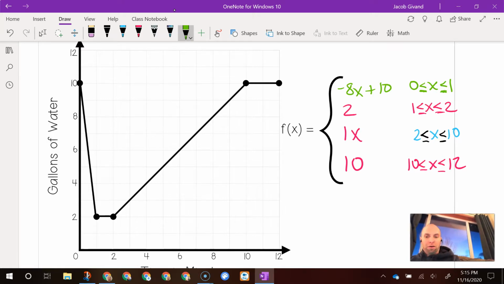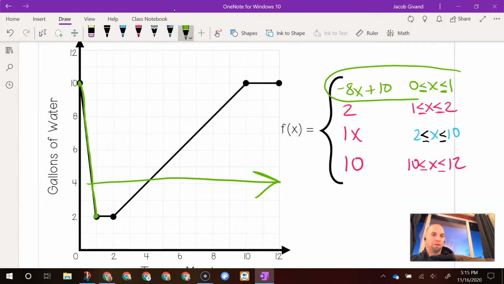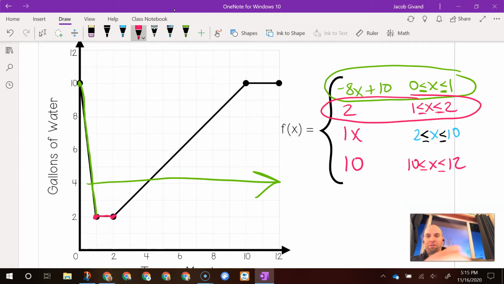So as we go across our graph from left to right, as we move this way, the first chunk of this function is this one, from here down to here. And that's just from 0 to 1. And that's this one right here. Then the next chunk of the function, we'll do red, is from here to here. It's a little flat line, and that's 2, so that's this one right down here. Then we have the next chunk of the function. Let's change to blue. It's from here to here, and it's rising up. It's got a slope, and that's this one right here.